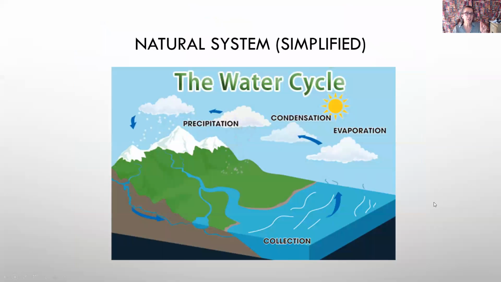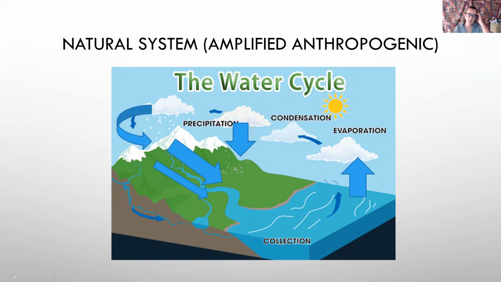So I'm going to use a simpler picture for the next little section. Here's a simplified picture of the natural system, okay? Same fundamental processes: collection, evaporation, condensation, precipitation, and surface and groundwater flow. And then, as we've been learning about, we have what I'd call an amplified water system.